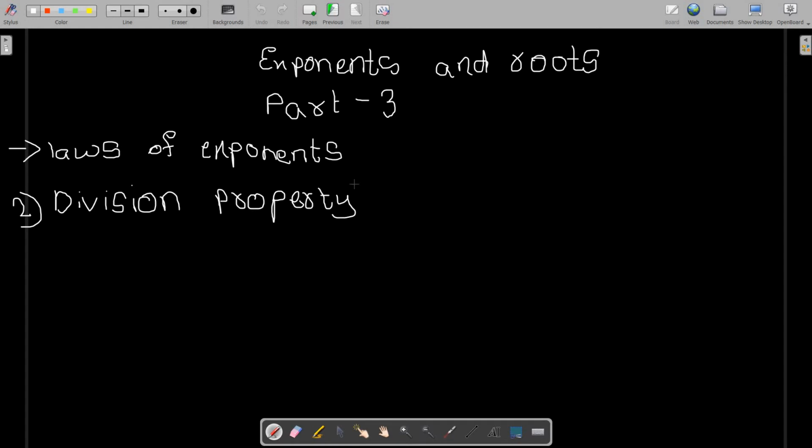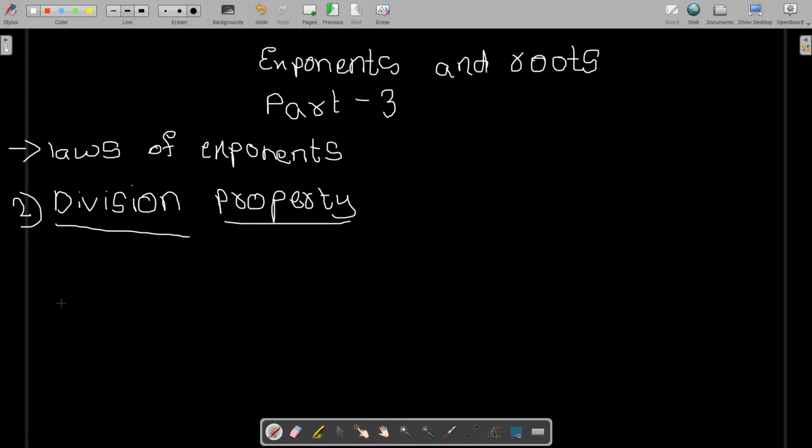So now we are going to start this: division property, exponents and roots. We know that exponents play a major role in mathematics, and it is the basic thing which holds a large number of expressions within itself. Now, there are some rules and laws in exponents. The second one we are going to learn is the division property. What is this? We will see now.